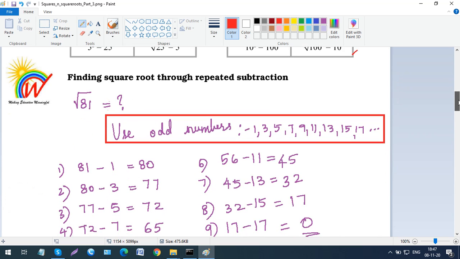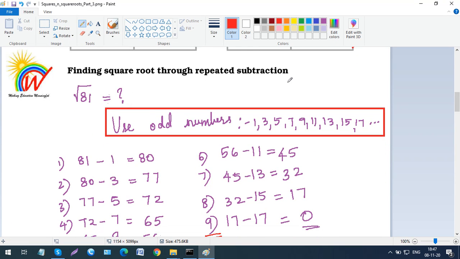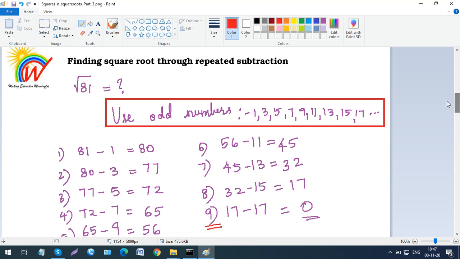Now, finding the square root through repeated subtraction. There is a way to find square roots, and we are going to learn a few methods. Let's say finding the square root through repeated subtraction. If I ask you what is the square root of 81, you will of course say it's 9, because 9 into 9 gives you 81, that is, 9 square is 81. So the square root of 81 is 9.